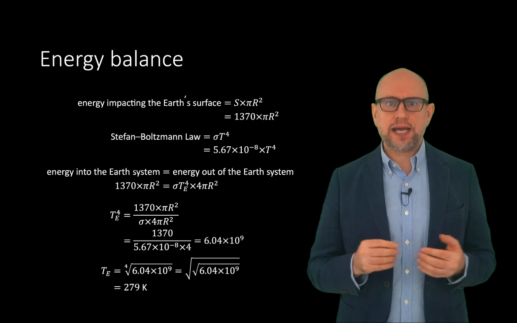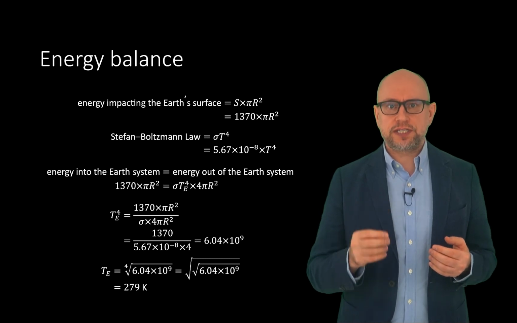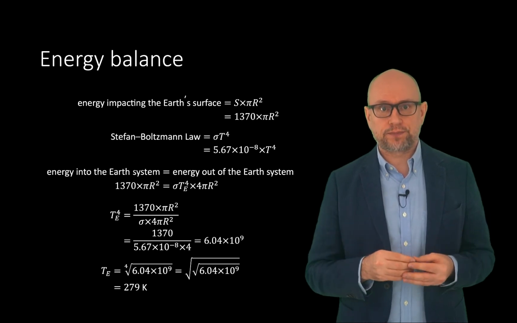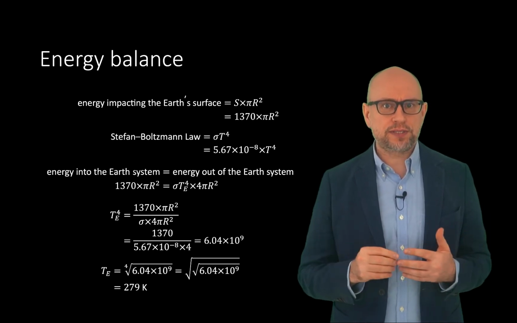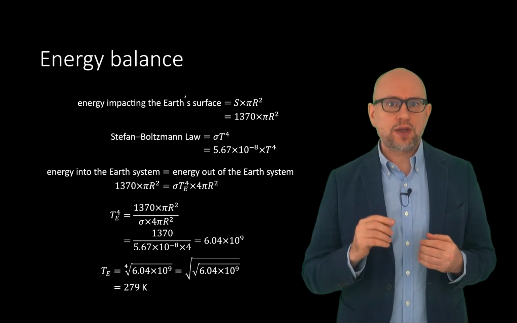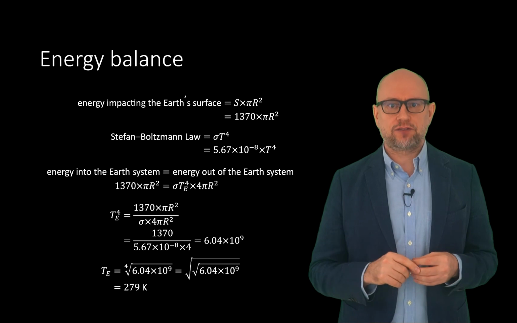Well, that doesn't seem too bad. In degrees Celsius, 279 Kelvin is 6 degrees. A bit chilly, but livable. But wait a moment, that's not the temperature that Fourier calculated, and you're right. We have made an approximation that we need to correct for.